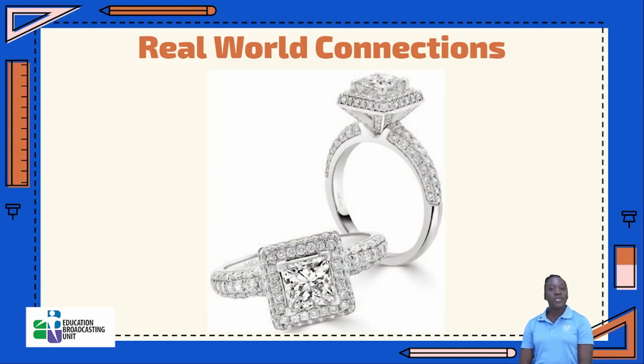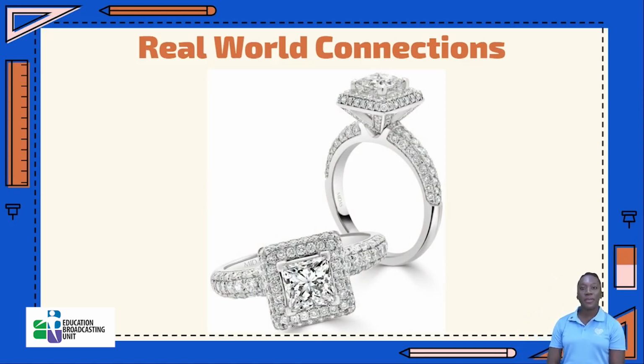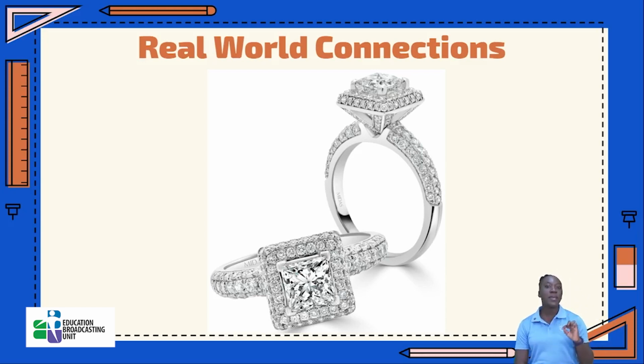Even jewelers use some aspects of perimeter. Sometimes in a diamond ring, there's a thin border of gemstones surrounding the main diamond in the ring. This helps it to look larger than it actually is. That too is an example of the application of perimeter.